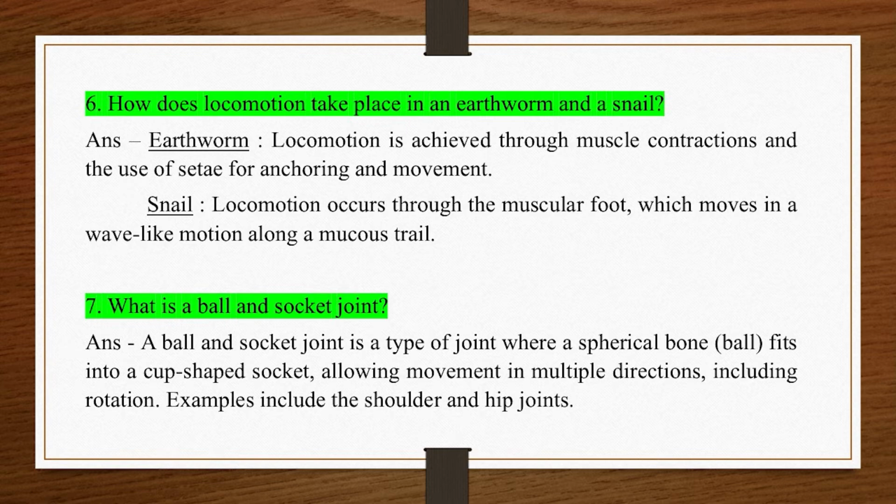7. What is a ball and socket joint? Answer: A ball and socket joint is a type of joint where a spherical bone, the ball, fits into a cup-shaped socket, allowing movement in multiple directions, including rotation. Examples include the shoulder and hip joints.